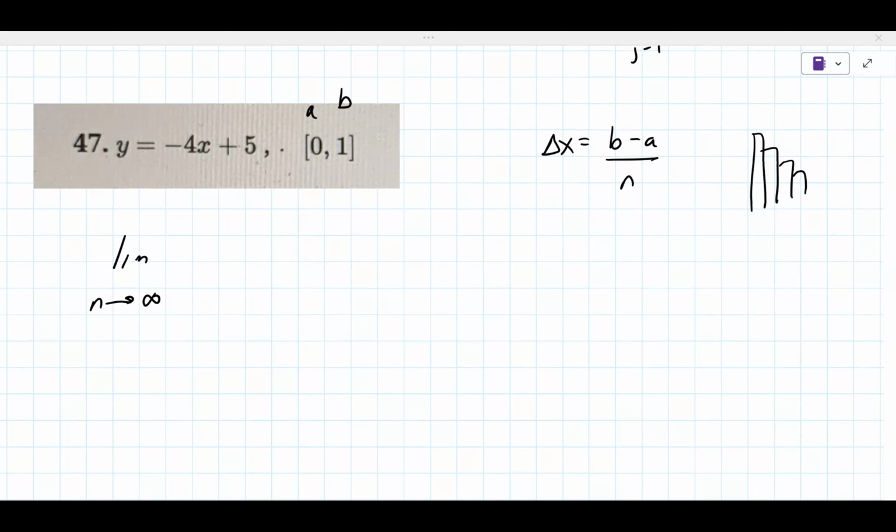So then the next thing is you have to write out the sigma notation. So it's the limit, sorry, i equals 1 to n, because we're going to index by i. And n goes to infinity, meaning this goes on forever.